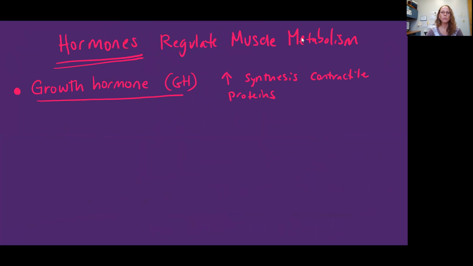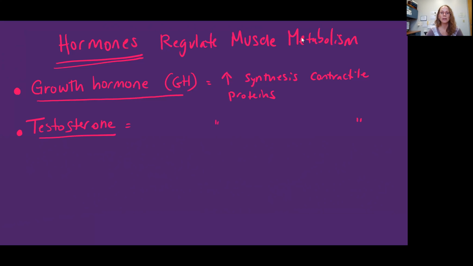You have several hormones that are involved in your muscle metabolism. We've talked about growth hormone before as it relates to the skeletal system, and we see that it also affects your muscle tissue as well. It's going to increase the synthesis of those contractile proteins. So it's going to help you make more myofibrils, more myosin, more actin, more thin and thick filaments, so you can have a more powerful muscle.